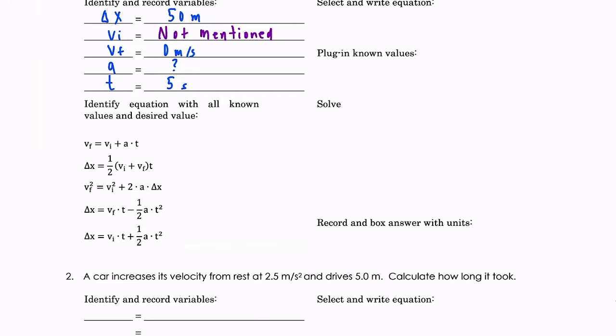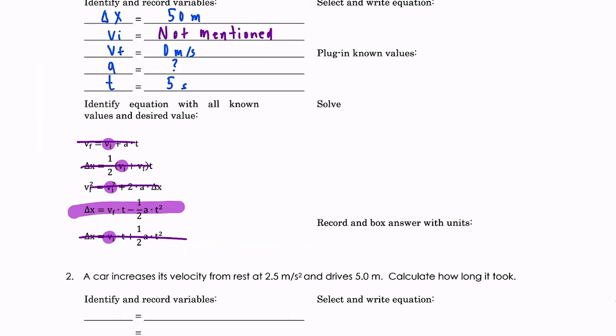So the way I do it is I just go through and look at each one. The first equation, I can see that it contains vi right there. The second equation, I see vi right there. The third, vi is right there. The fourth one, I don't see the initial velocity. The fifth one, I see it right there. So not good, not good, not good, not good. The equation that we want to use is this one.